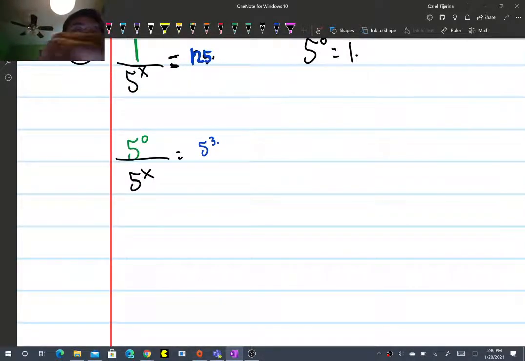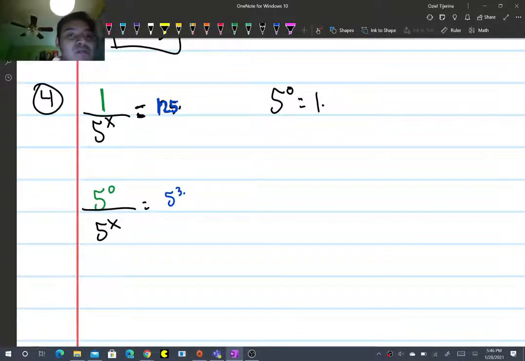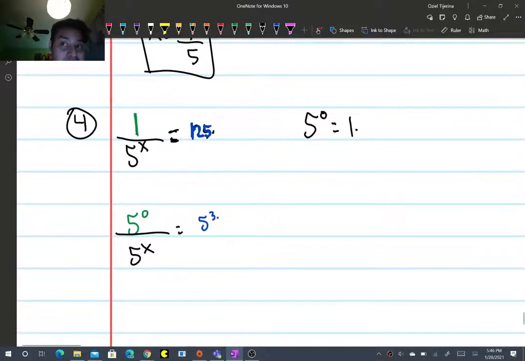Now, you have to use laws of exponents. And yes, that's another thing you have to know for this lesson, is laws of exponents. If you don't know your laws of exponents, I will drop a link down below. But yeah, you will have to know laws of exponents.